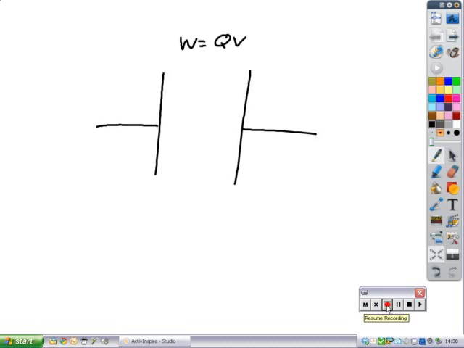We talked about energy stored in the capacitor yesterday. We talked about parallel plates: the work done to move charge across the parallel plate. The work done, W equals QV.